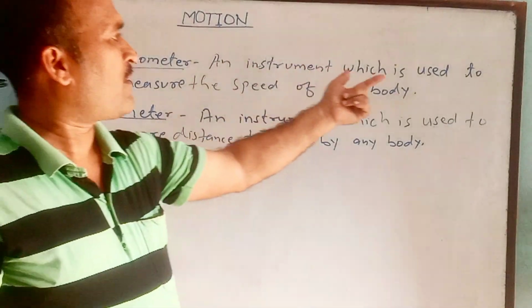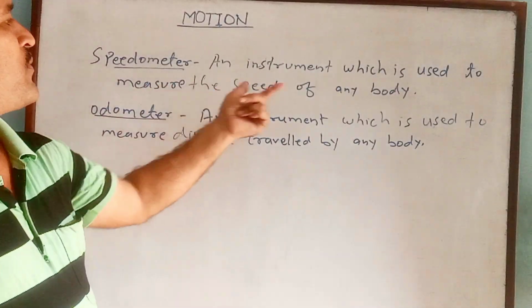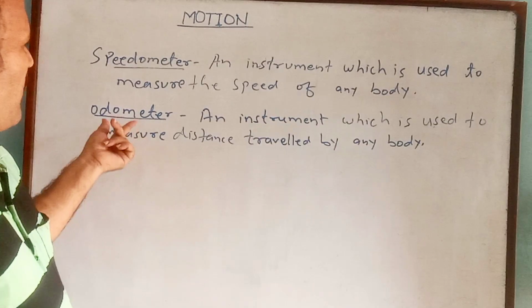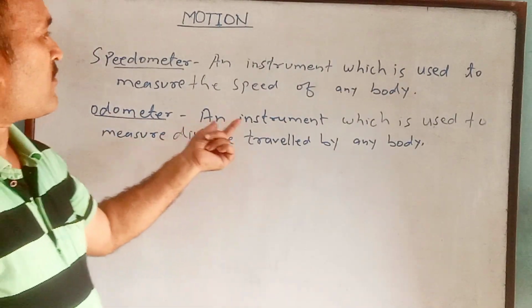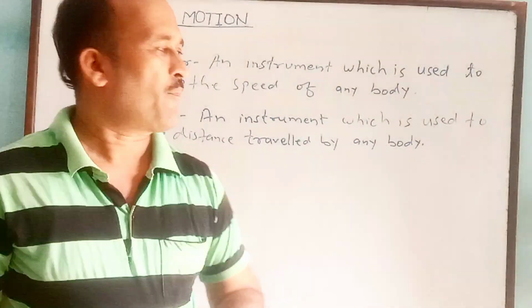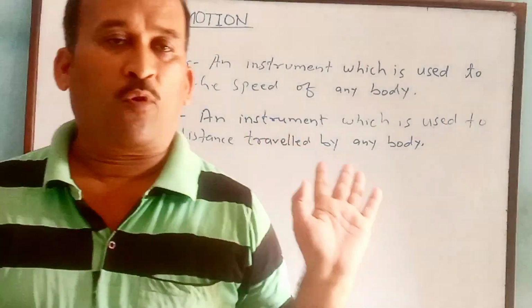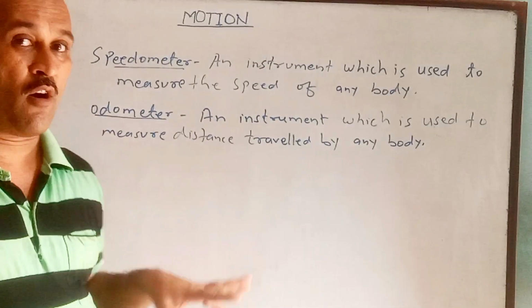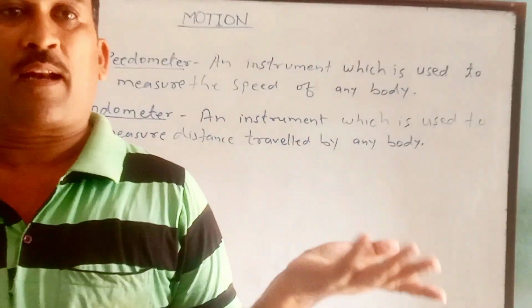Once more, speedometer is an instrument which is used to measure the speed of any body, and odometer is an instrument which is used to measure distance traveled by any body, both of which are installed in the running vehicles.